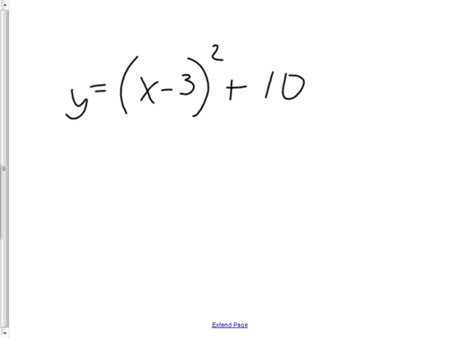So tell me what I do wrong when I do this. X squared minus 9 plus 10. X squared plus 1. You wouldn't believe how many times I see that. Yes, sir.